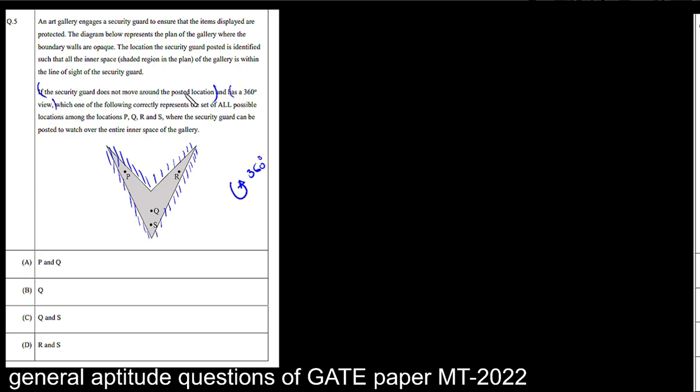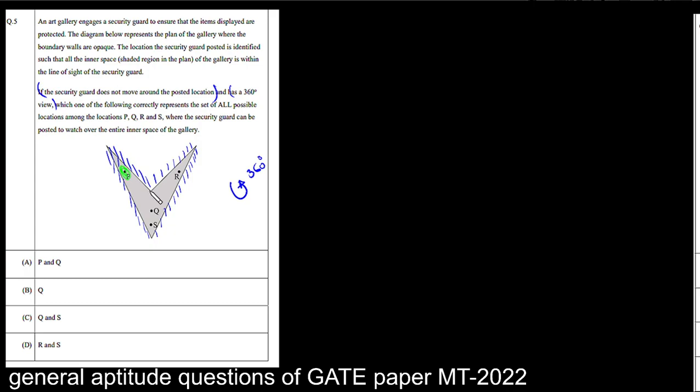One condition is that our security guard does not move from the posted location, and the second is that our security guard has a 360-degree view. So now simply let's start with this point P. What happens if we put our security guard at this point? Here our security guard is able to see this area in this way.